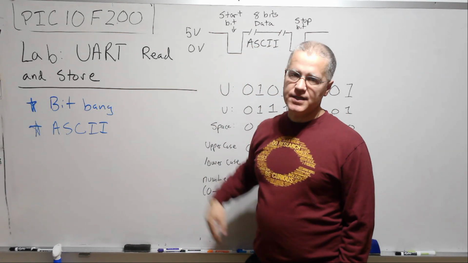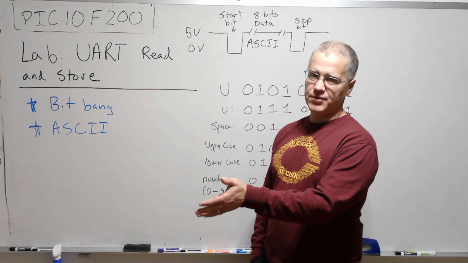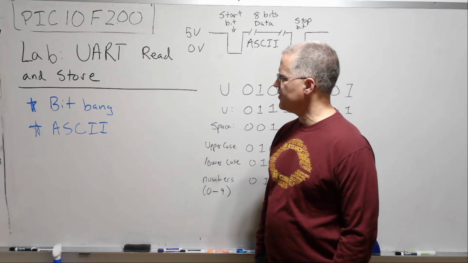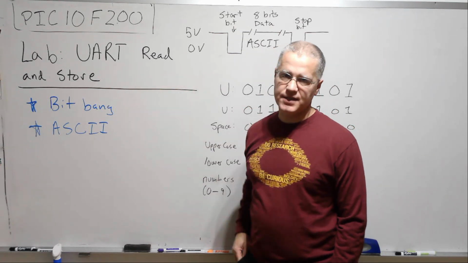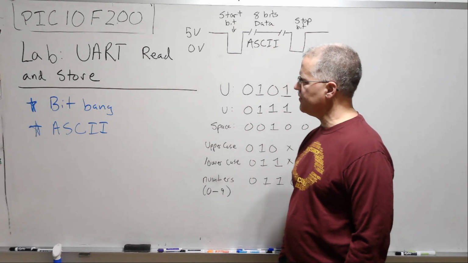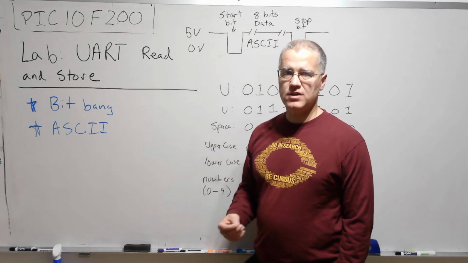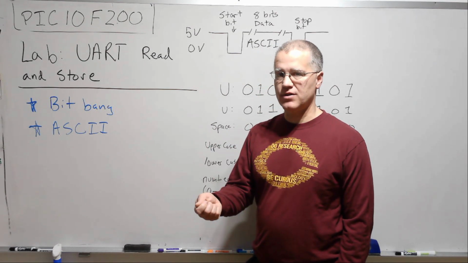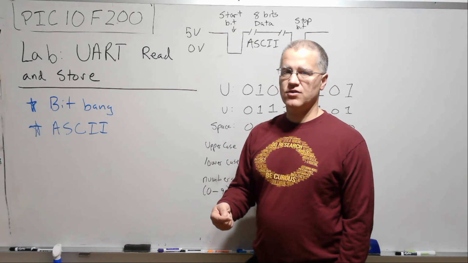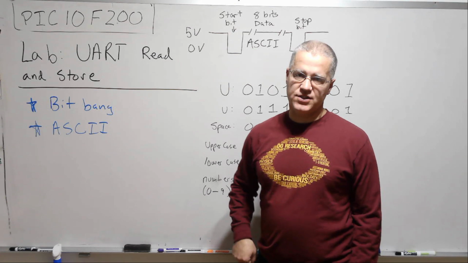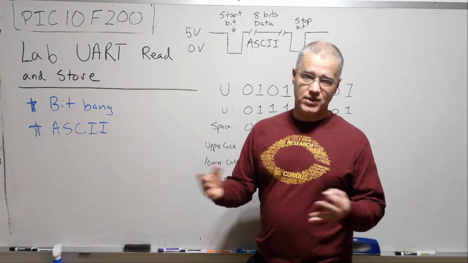We're going to read in a character, an ASCII character from the computer, so we'll just use PuTTY in this case, working on a Windows machine here. And we'll store that in one of the memory registers of the PIC10F200. Then we will indicate with an output whether we have received an uppercase letter or a lowercase letter. So this gives us the chance to read, store, and then do something with that stored result.